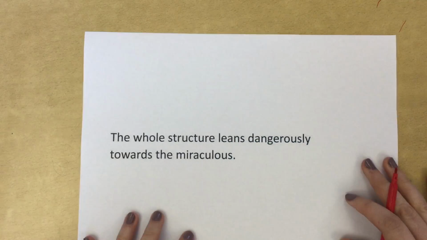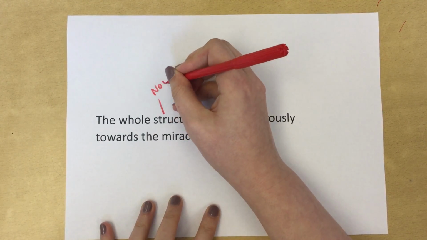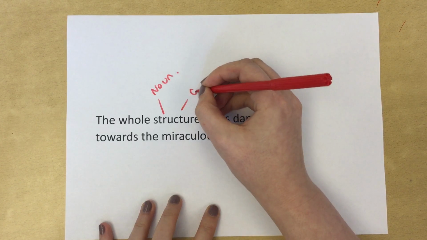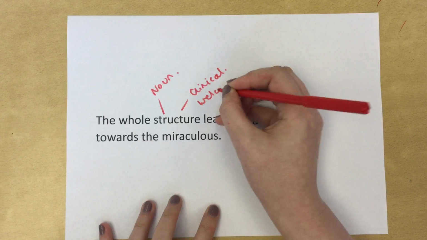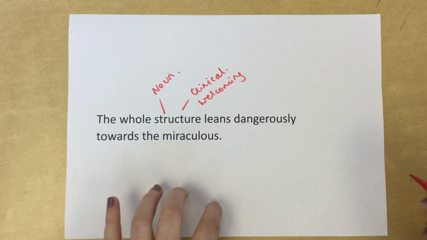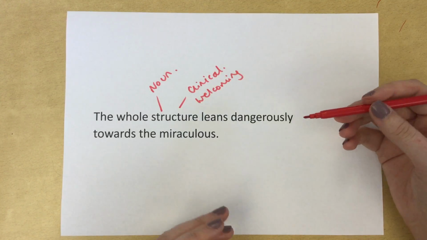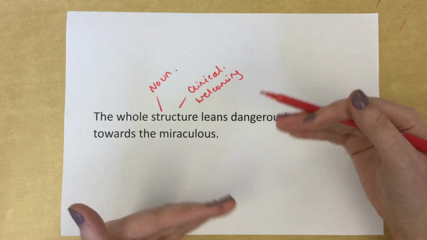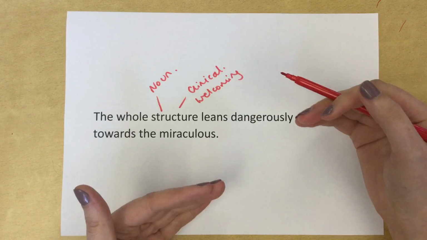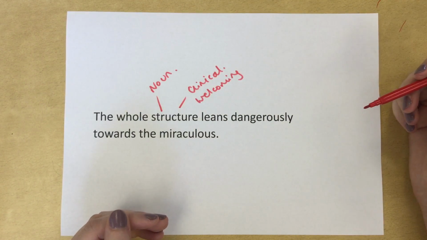So next quote, the whole structure leans dangerously towards the miraculous. You've got the noun structure, which is almost clinical. It is not welcoming or homely. You will notice in this poem, particularly with the title as well, Living Space, there is no reference to a home. Everything is very clinical. Everything is very much describing these places as simply a place to live. They are not somewhere which is comfortable or homely or welcoming. So we see that in the word structure.